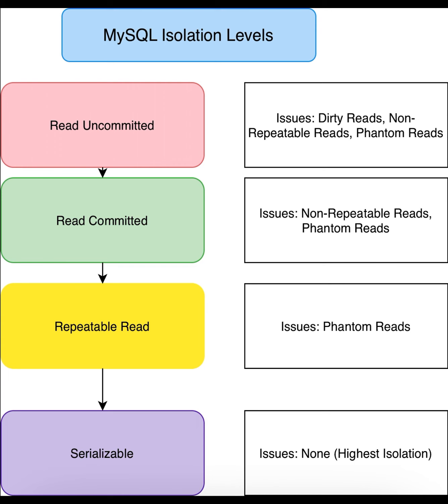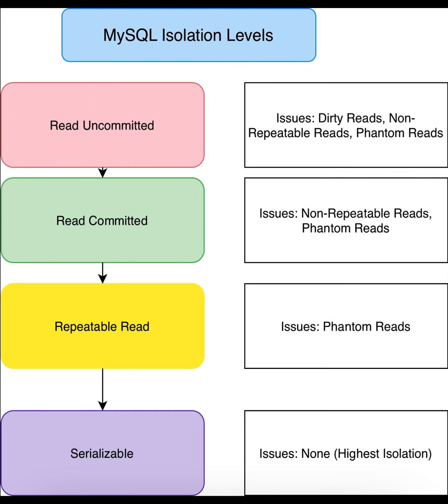2. Read Committed. Description: this isolation level ensures that a transaction only sees changes that have been committed by other transactions. Uncommitted changes from other transactions are not visible. Issues: non-repeatable reads. A transaction might read the same data twice, but get different results if another transaction commits changes between those reads. Avoids dirty reads, but allows non-repeatable reads. Use case: common in environments where consistency is important, but performance is still a concern, such as many OLTP (online transaction processing) systems.